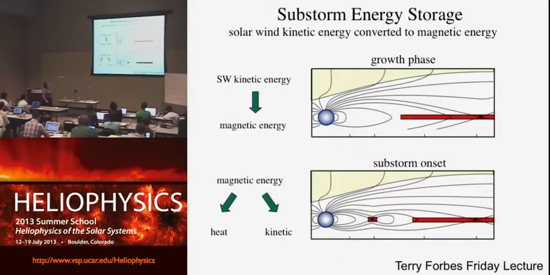So we mentioned this issue of energy storage and what's happening. This is from Terry's lecture last Friday. What's actually happening at the Earth, we're taking kinetic energy from the solar wind, we're storing it as magnetic energy. So the reconnection opens up, it carries back the magnetic field, you build up flux in the tail, then you have this conversion of magnetic energy to heat and kinetic energy as you send these bursts of plasma both away down the tail as well as towards the planet. Okay.